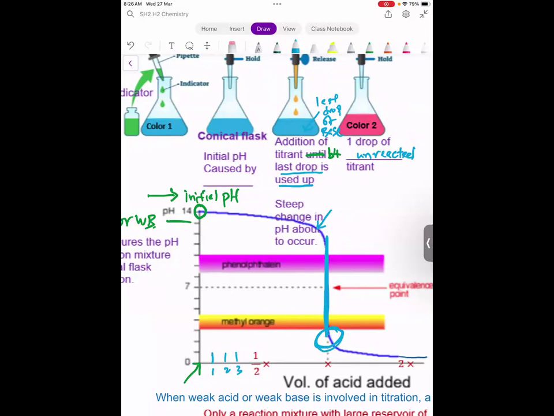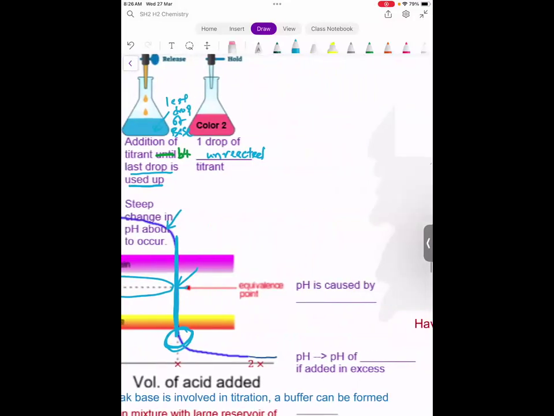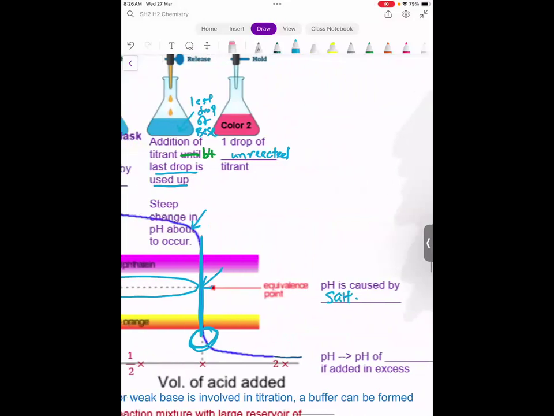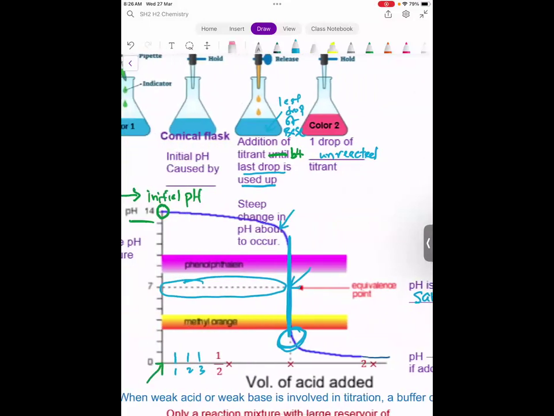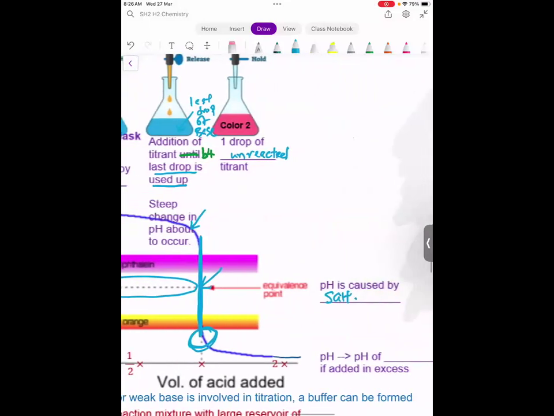Okay, so at this moment, there is a pH indicated here. So this is the pH caused by what? Yeah, it's a salt. So of course, this is a pH 7. So what does it mean? Yeah, it's neutral. That means it doesn't undergo hydrolysis. Since pH is neutral, the midpoint of this steep change is neutral. So this means that the salt doesn't undergo hydrolysis. No hydrolysis.